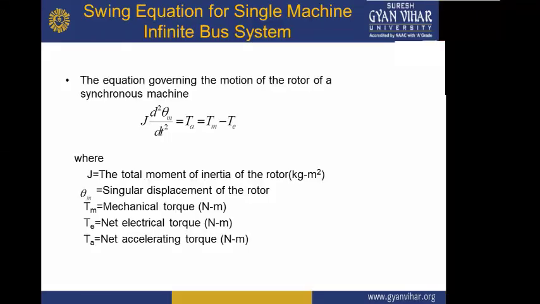For example, we have two machines coherently rotating in sync. These are the rotors, the rotor axes of machine 1 and machine 2. Both of these are synchronous machines. Let this be the generator and this be the motor, and they are rotating coherently.